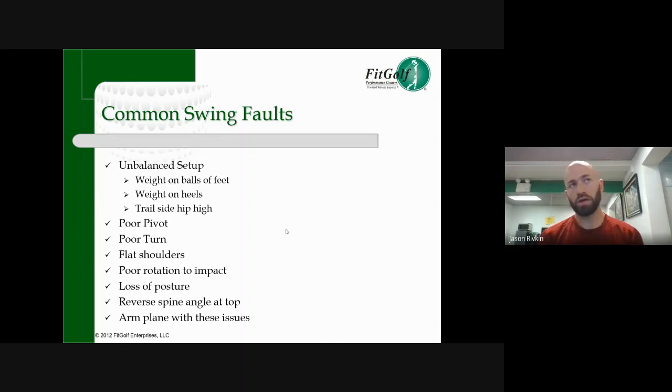What we're going to cover first here is unbalanced setup. We're going to talk for a few minutes about this concept of trail side hip high. And then we'll go through poor pivot, turn, and flat shoulder planes, explain what physical limitations lead to them, and what you would need to do to fix them, whether it be for yourself or for a student. Again, if there are any questions along the way, just type in the chat box and we'll try to get to them as we go along here.